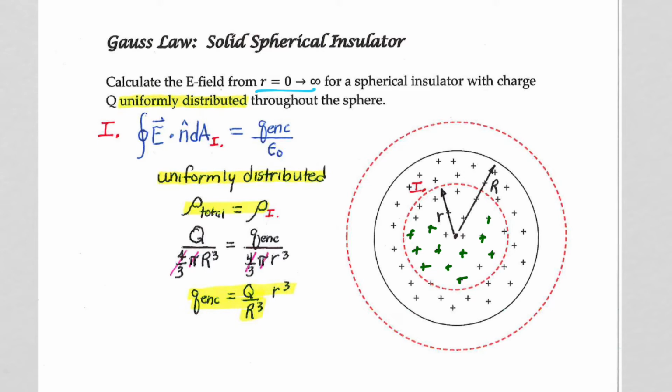And in this case, our Roman numeral 1 Gaussian surface can go anywhere in the limits that we're interested in. So we're going to put it between 0 and capital R, symmetrically placed within the problem. And we now write down Gauss's law: the integral of E dot n hat dA equals Q enclosed over epsilon naught. Q enclosed is no longer all of it.